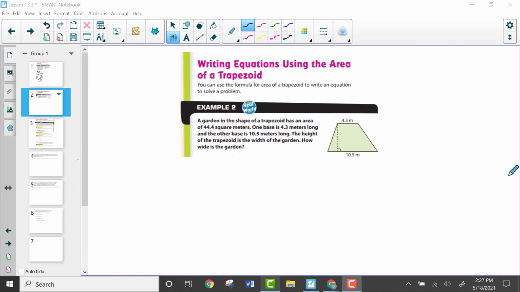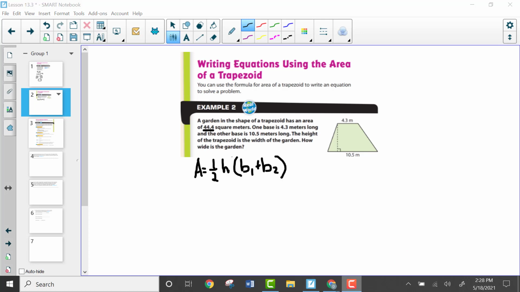So let's look at the problem on page 384. It says writing equations using the area of a trapezoid. So it says you can use the formula for area of a trapezoid to write an equation to solve a problem. So what we have here is a garden in the shape of a trapezoid that has an area of 44 4/10 square meters. That's important to remember. One base is 4.3 meters long and the other base is 10.5 meters long. The height of the trapezoid is the width of the garden. How wide is the garden?